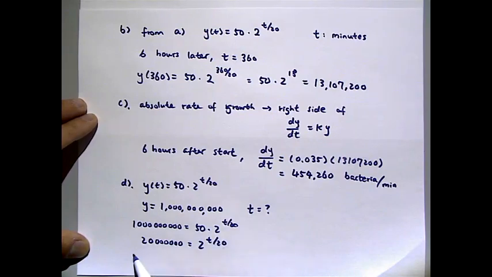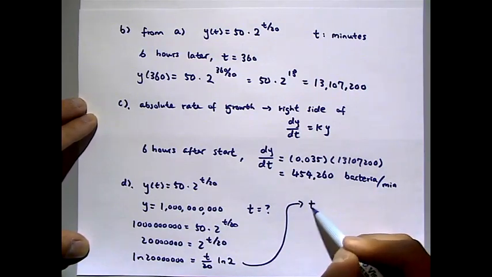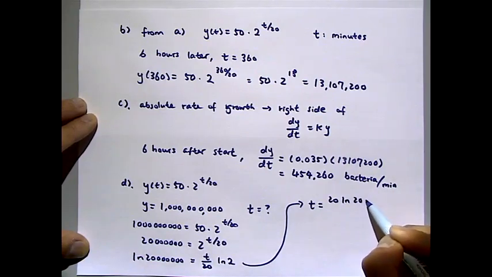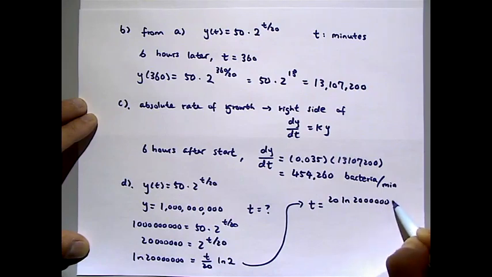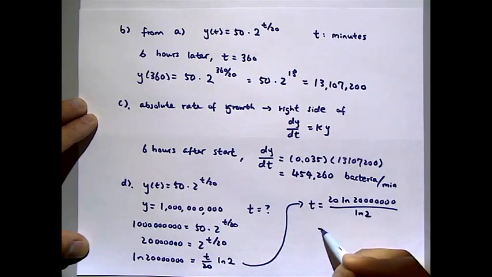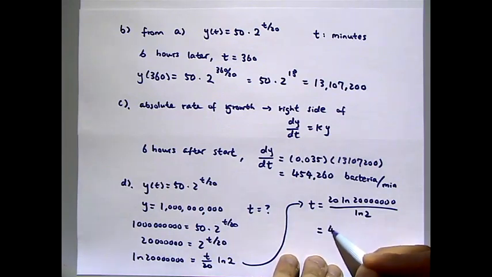Okay, let's solve for t. Let's take the natural log of this thing, equal to, we bring the t over 20 out to the front, natural log of 2. So t turns out to be 20 times natural log of that number, divided by natural log of 2. It turns out to be 485, and that would be in minutes.